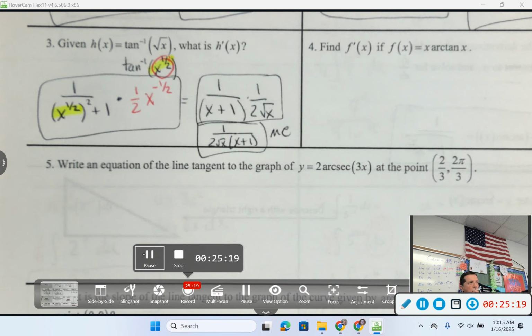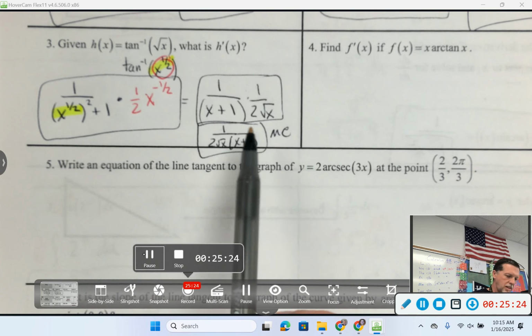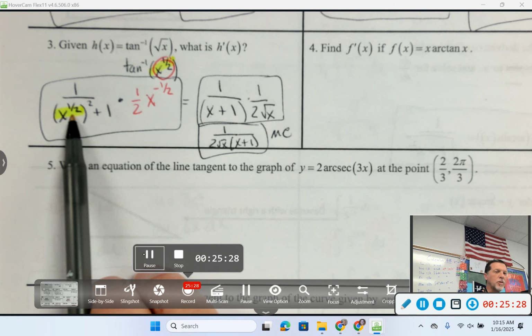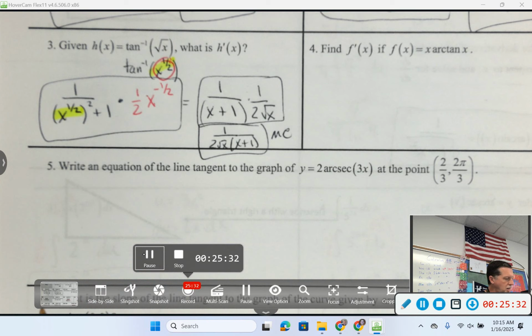Wait, how did you get X? How'd that turn into this? Because I squared the square root of x?